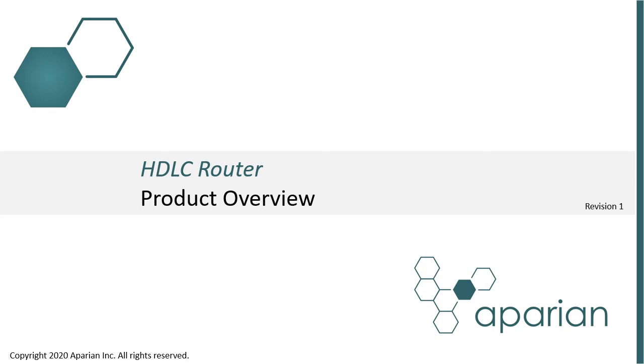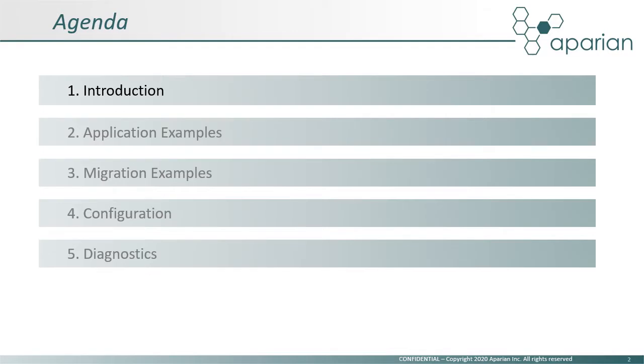This presentation provides an overview of the Aparian HDLC router. The HDLC router provides an interface between Ethernet IP and HDLC protocols. In this presentation, we will cover an introduction of the product, various application and migration examples, how to configure the product, and some of the diagnostics provided.